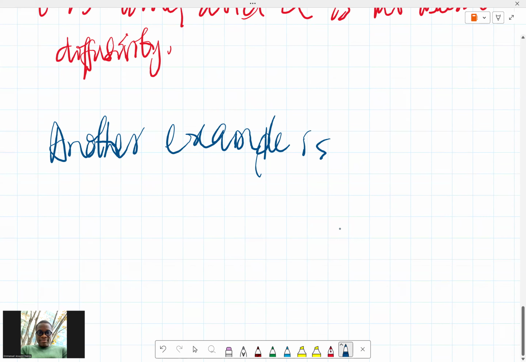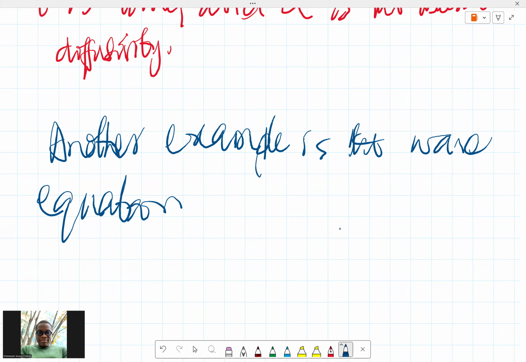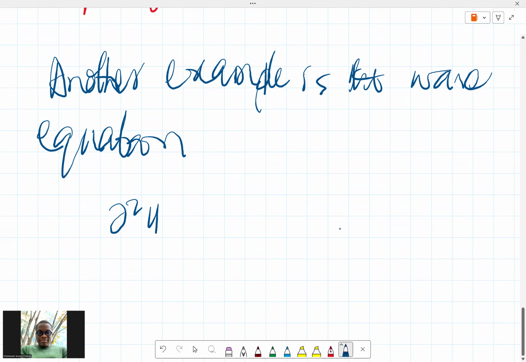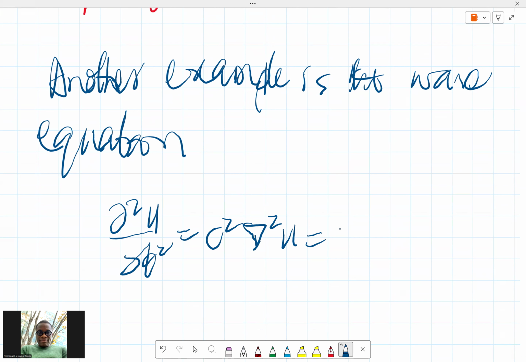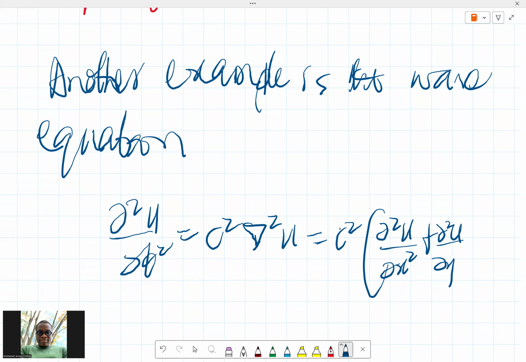The wave equation, on its own, is partial squared U partial t squared equals c squared del squared U, which is the same thing as, let's just do it in three dimensions. If you want it in one dimension, you stop at x squared. So this is now c squared, let me write this. So you have c squared times partial squared U partial x squared plus partial squared U partial y squared plus partial squared U partial z squared. So this is the wave equation in three dimensions.